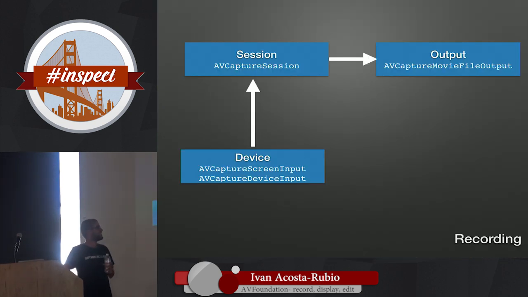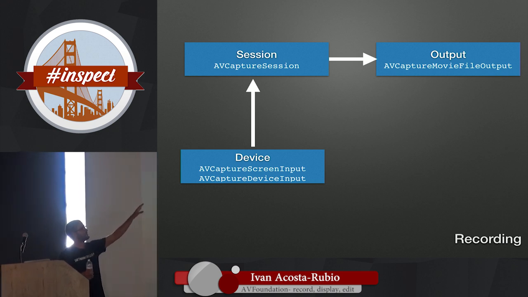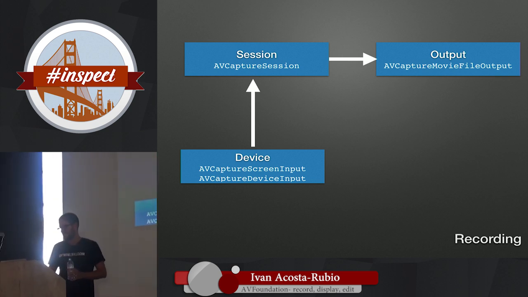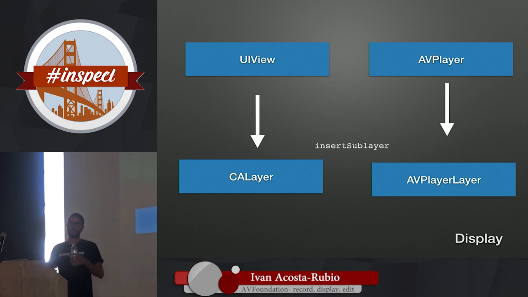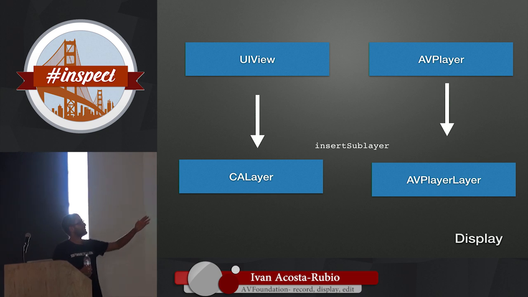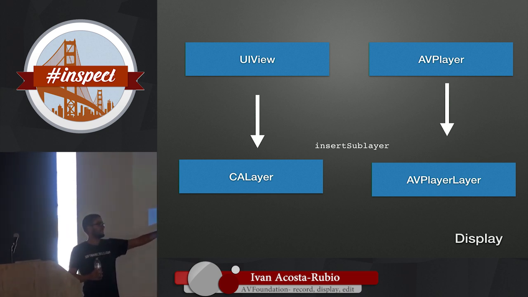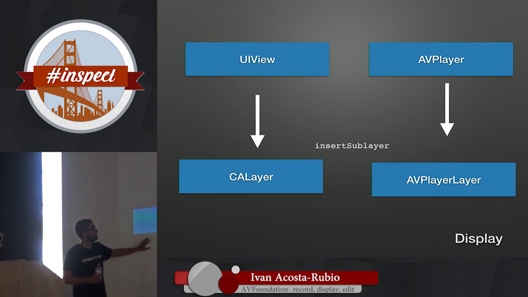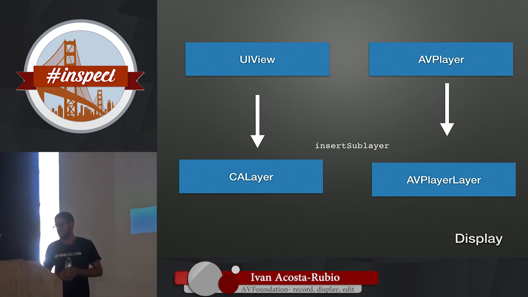So now, seriously, to recap: if we wanna record something with AV Foundation, we just need to know about three classes. The AVCaptureSession, the device, we add the device to the session, and then we have an output, and that's pretty much it. For displaying or playing back an asset, it's just initializing the AVPlayer and the AVPlayerLayer, which is kind of like a CALayer type of thing, and then we insert that sublayer there.